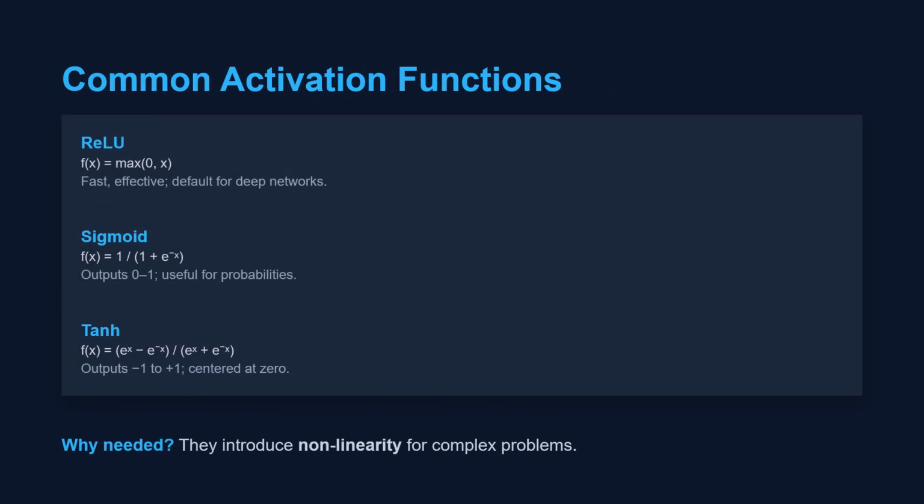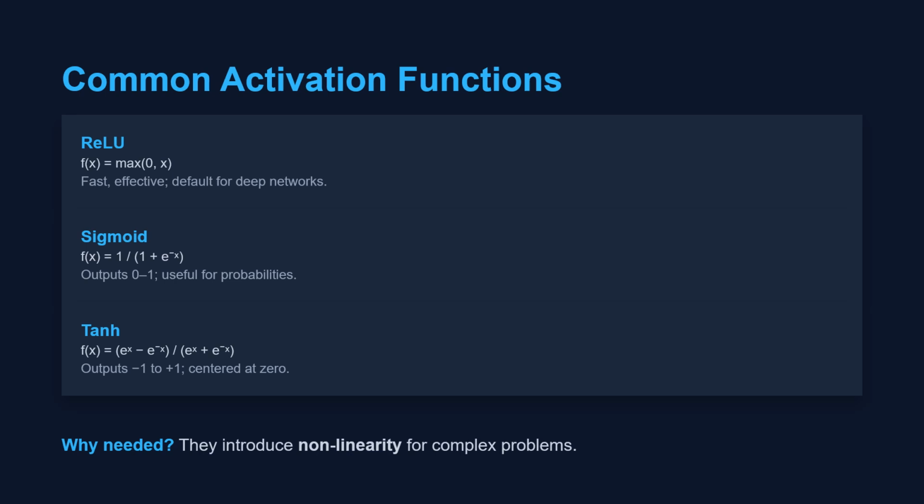Three common activation functions. ReLU: f(x) = max(0, x). Most popular in modern deep learning. Fast and effective. Sigmoid: f(x) = 1 / (1 + e^(-x)). Outputs 0 to 1. Useful for probabilities. Tanh: f(x) = (e^x - e^(-x)) / (e^x + e^(-x)). Outputs -1 to +1. Centered at 0 for efficient training.